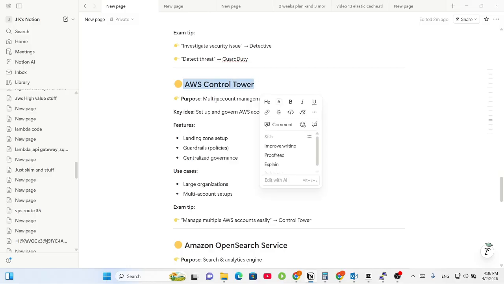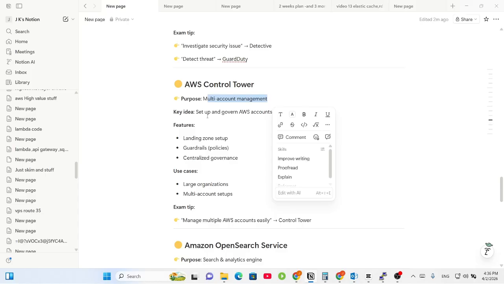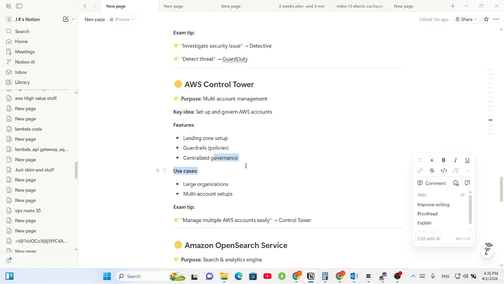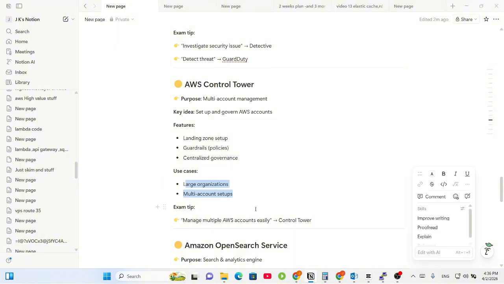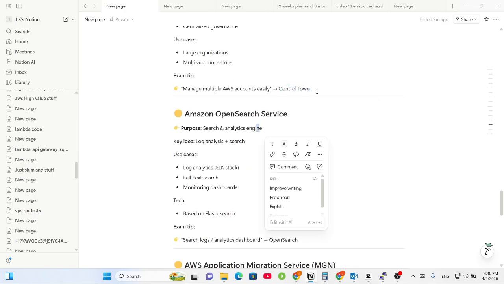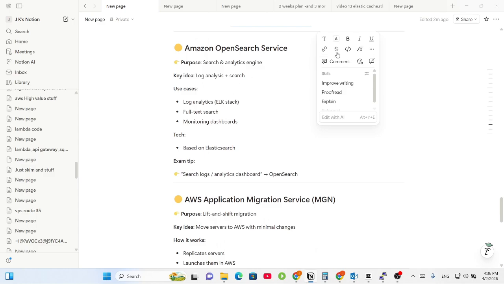AWS Control Tower. This is multi-account management. Sets up and governs AWS accounts, basically. Landing zone setup, guardrails, policy, centralized governance. Use case: large organization, multi-account setup, manage multiple AWS accounts easily. This is why we use Control Tower basically. That's enough for us.